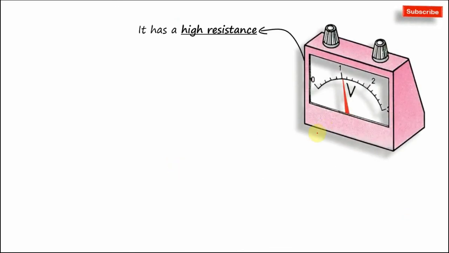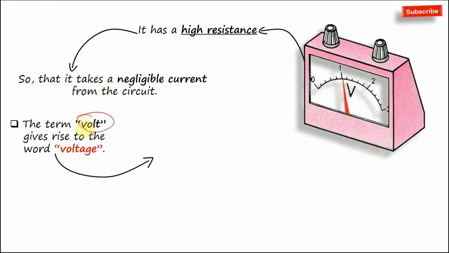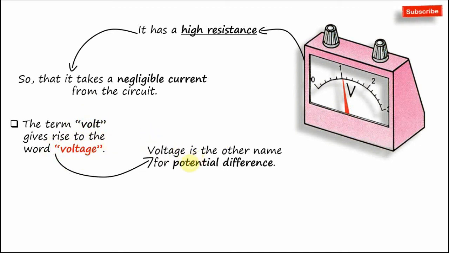Now here are again some important points regarding the voltmeter. A voltmeter has a high resistance, meaning it has a high opposition to the acceptance of electric current, and therefore we can say it takes a negligible amount of current from the circuit. Now the term volt gives rise to another word, and the word is voltage. The voltage is also another name for potential difference. Means if in the exam you are given the word voltage, then voltage and potential difference have the same sense. So don't get confused in your exam by this word voltage.